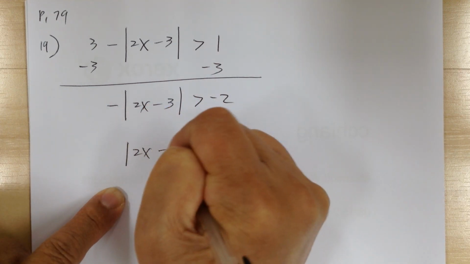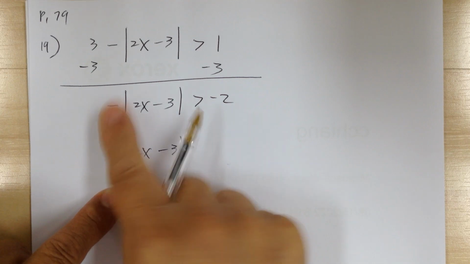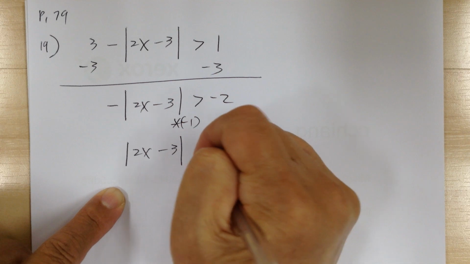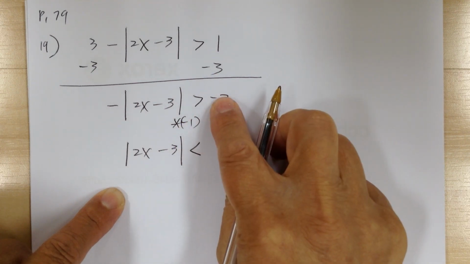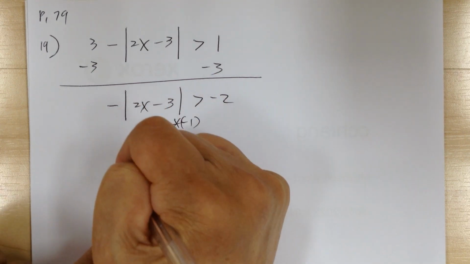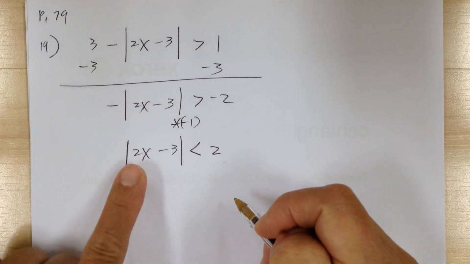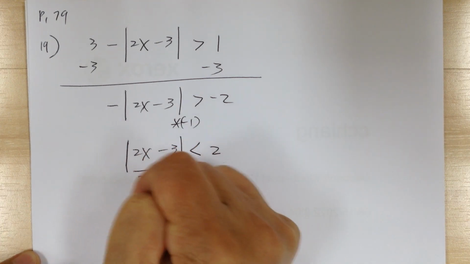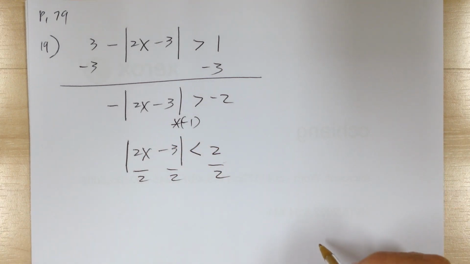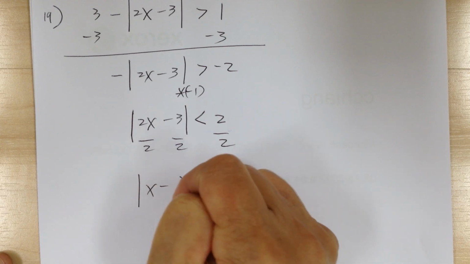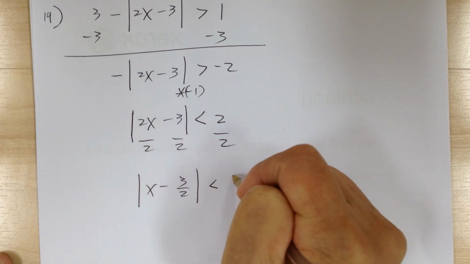So you got 2x minus 3. Now, when you multiply by negative 1, everything has to change. So this has to be changed this way. This times this will equal 2. Okay, your next step is you have to divide everything by 2. So divide every term by 2. Okay, so you're going to end up with absolute value of x minus 3 over 2 is less than or equal to 1.